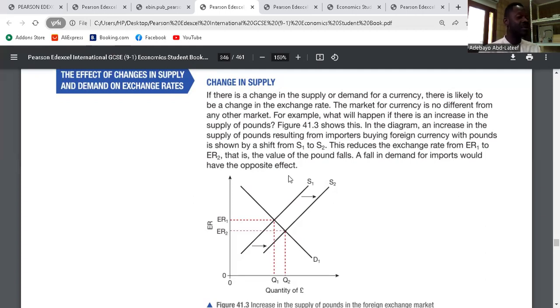So this goes the same for the dinars too. If importation increases in Libya, more dinars will go into the foreign exchange market, reducing the value of the dinars and increasing the supply of dinars in the market from S1 to S2. The value of dinars will fall from LD1 to LD2. Is it clear?